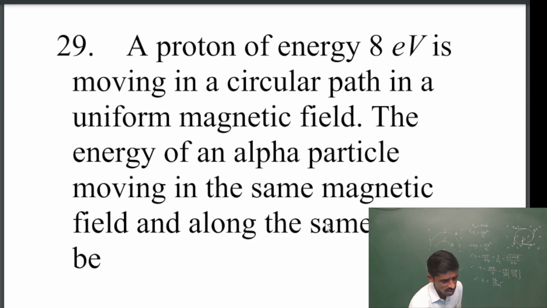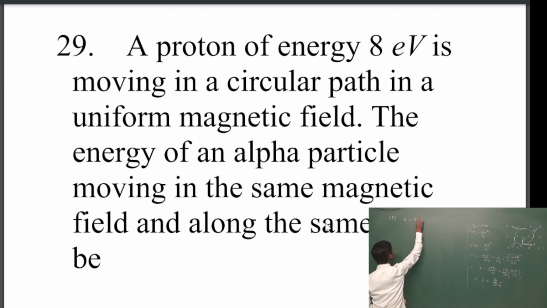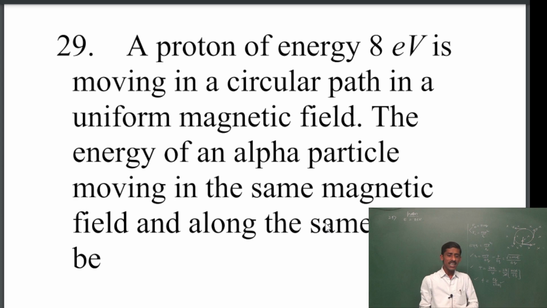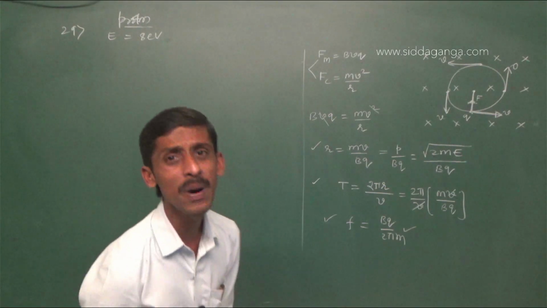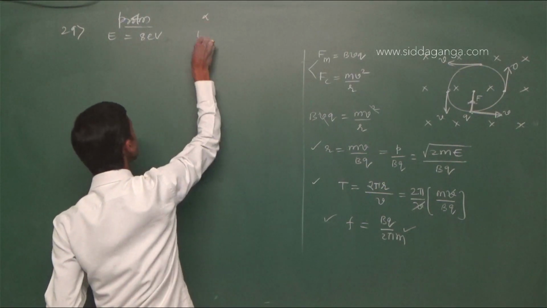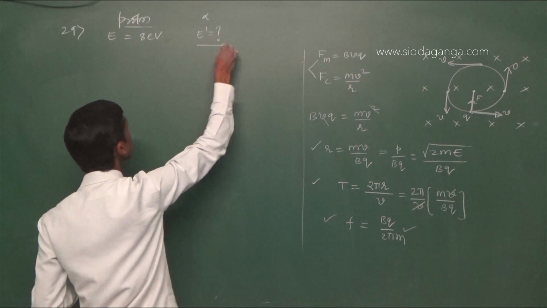Next question. A proton of energy 8 electron volt is moving in a circular path. So a proton with 8 electron volt energy is moving in a circular path, right? Question number 29. Energy of the proton is 8 electron volt. The energy of alpha particle moving in the same magnetic field along the same path will be. So you have alpha particle. With how much energy will the alpha particle move in a circular path of the same radius?